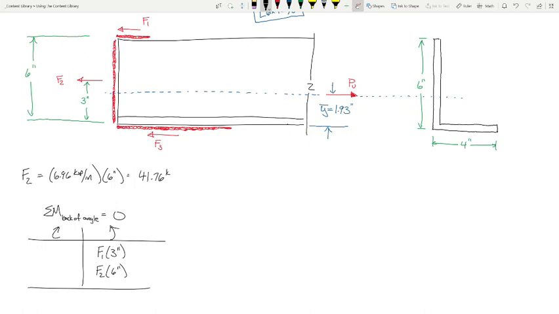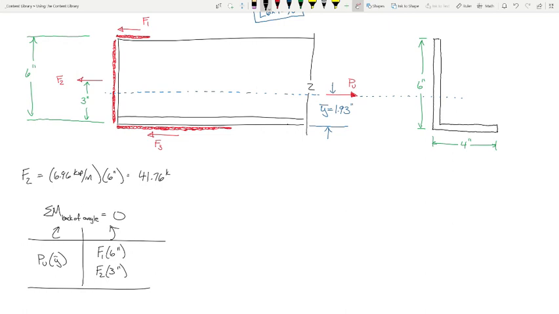Does that make sense? So if I'm summing moments about the back of the angle, PU times Y bar is going this way, F2, oh wait, do I have a typo? Yep, I do. I switched my numbers. This is 6 inches, that's 3. Oh, whoops. So yeah, F1 times 6 inches, F2 times 3 inches.